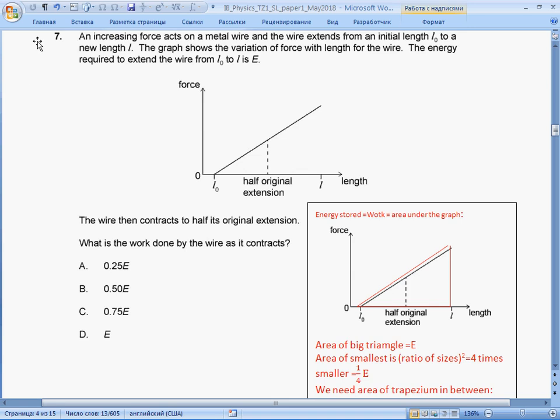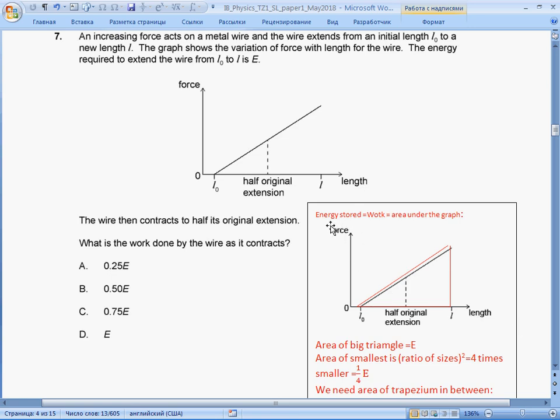Question 7. Increasing force acts on a metal wire, and the wire extends from initial length L0 to a new length L. The graph shows the variation of force with length of the wire. The energy required to extend the wire from L0 to L is E. So this is the graph that they give, and I have redrawn this graph here.